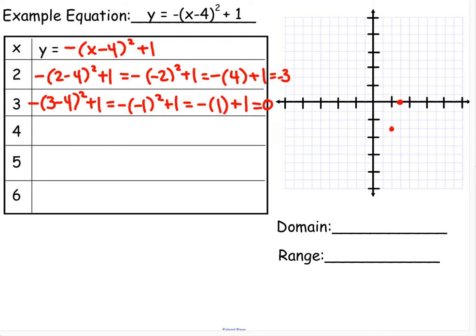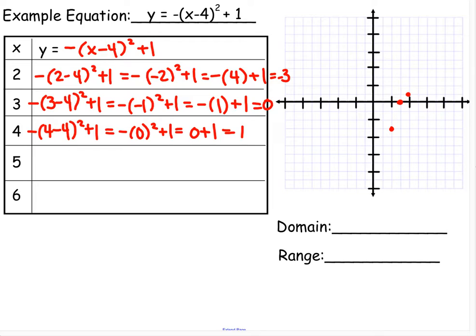Next one, evaluate for 4. Do your parentheses first. 4 minus 4 is 0. 0 squared is 0 with a negative, so still 0. Add 1, and we get 1. So we'll graph that one. Right 4 and up 1.